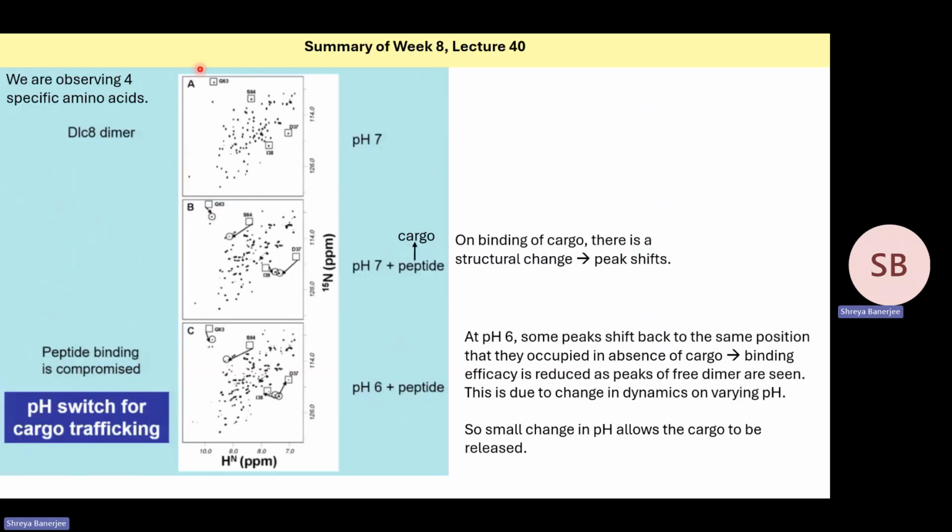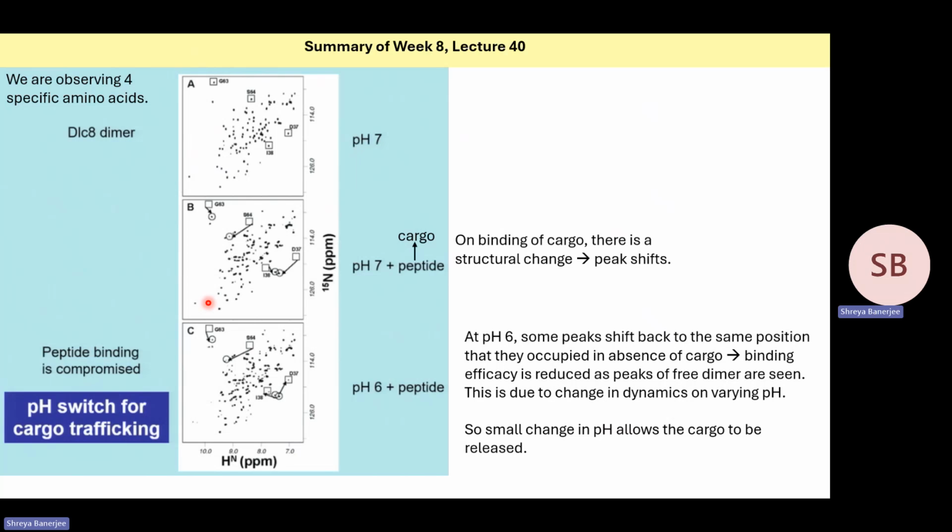So this is another way of using NMR to study the structural changes in the molecule and find out at what pH the molecule will best bind, or at what pH the molecule will dissociate. By controlling that, we can control when the cargo is binding to the molecule and when the cargo is getting released from the molecule. So this is another application of NMR in large protein aggregates.